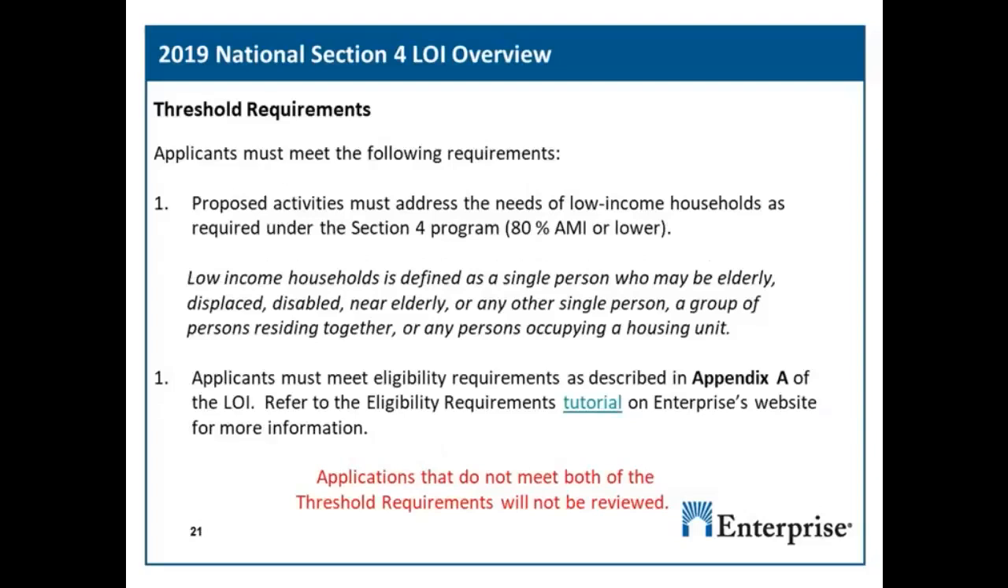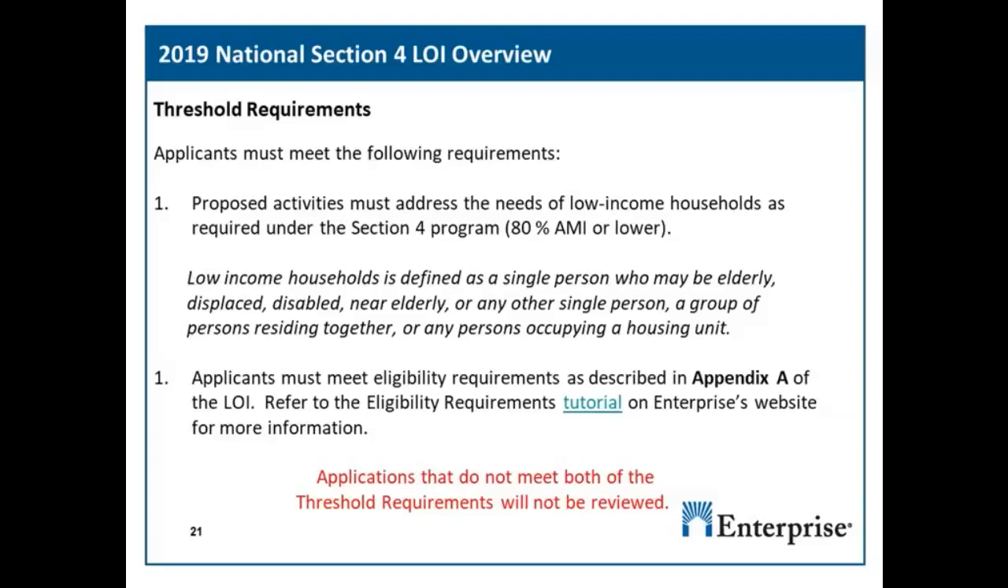So there are 2 threshold requirements that all applicants must meet. Your proposal must address the needs of households that have an income of 80% AMI or lower. And within this Section 4 program, a household can be defined as a single person, a group of people living together, or any persons occupying a housing unit.